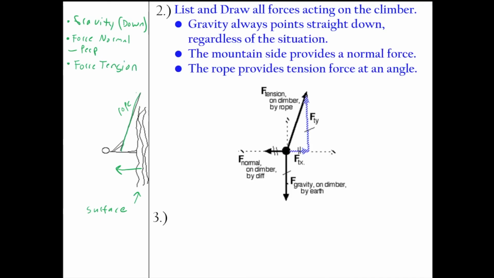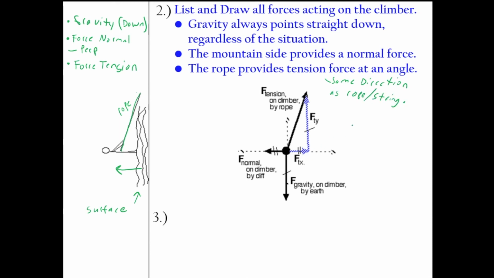So here's an example of what our free body diagram should look like. We have force gravity pointing straight down. We have force normal pointing to the left. And it's pointing to the left in this case, like we said before, because that's perpendicular to our mountainside. Then we have force tension pointing in the same direction that our rope is pointing. And that is always going to be the case. Force tension is always just going to be in the same direction that our rope or string is pointing.